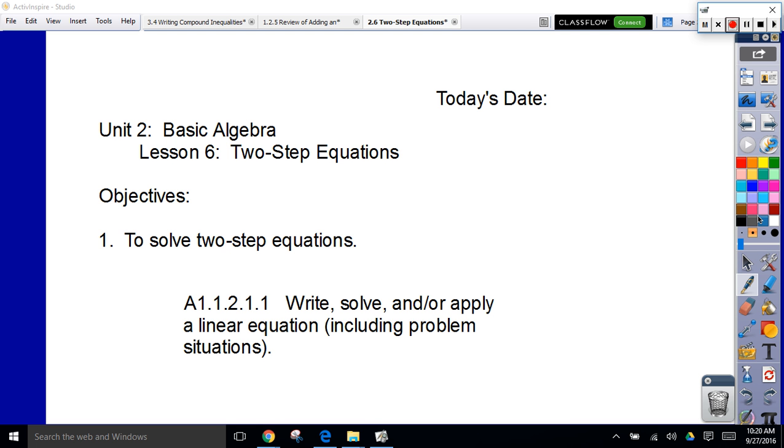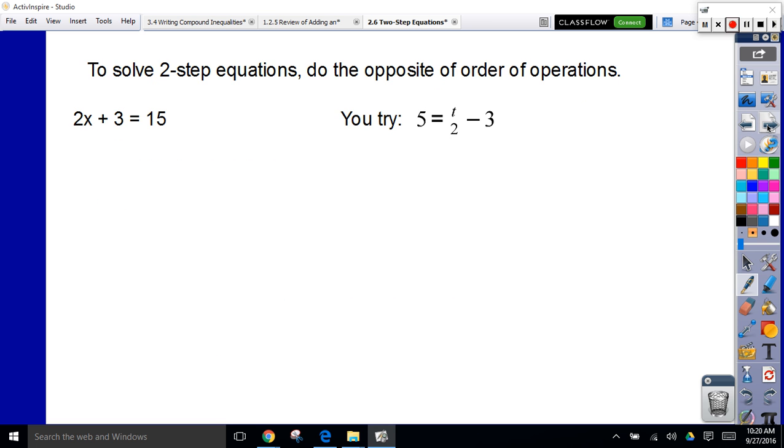Hi. Today's lesson is on two-step equations, and we're just going to talk about how to solve two-step equations. Same standard that we've been working with for a while. Today is the 27th. You want to add the date.